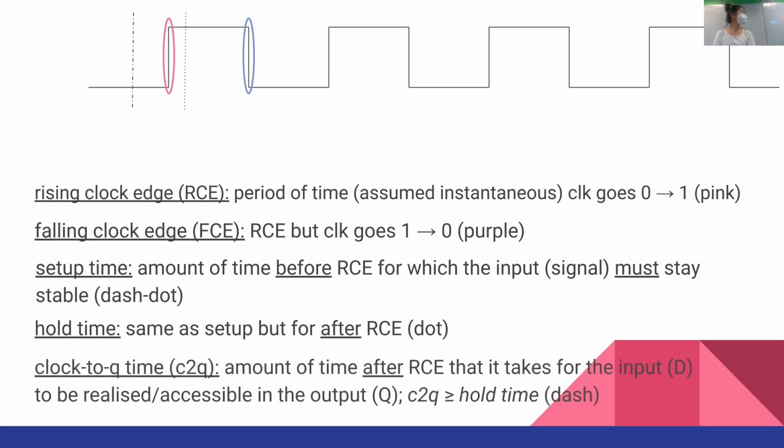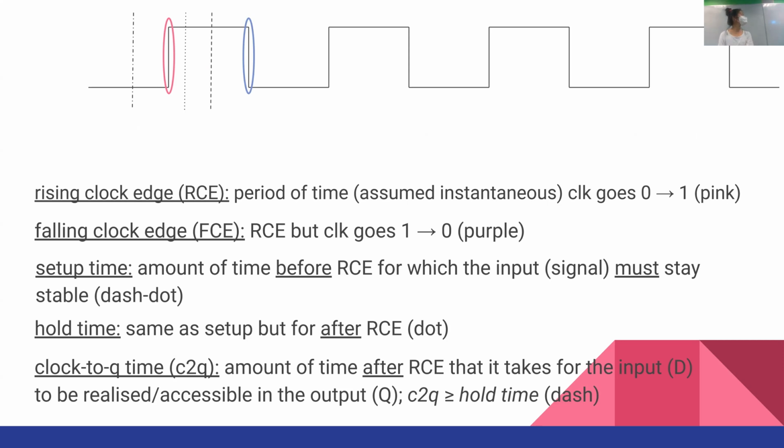The clock to Q time, sometimes abbreviated as CLK-2-Q or C2Q, is the amount of time after the rising clock edge that it takes for the output to be able to be sampled from the Q. So this is represented as the dashed line right here.